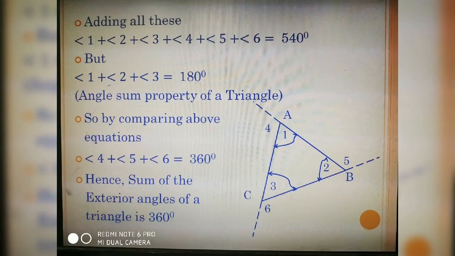So by adding all these, angle 1 plus angle 2 plus angle 3 plus angle 4 plus angle 5 plus angle 6 is equal to 540 degrees. But we know that in a triangle the sum of three angles is 180 degrees. So angle 1 plus angle 2 plus angle 3 is equal to 180 degrees. By comparing the above equations, we conclude that angle 4 plus angle 5 plus angle 6 is equal to 360 degrees. Hence, the sum of the exterior angles of a triangle is 360 degrees. We have proved it.